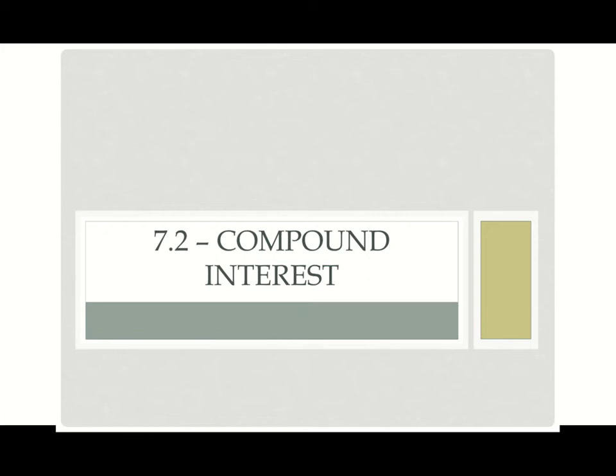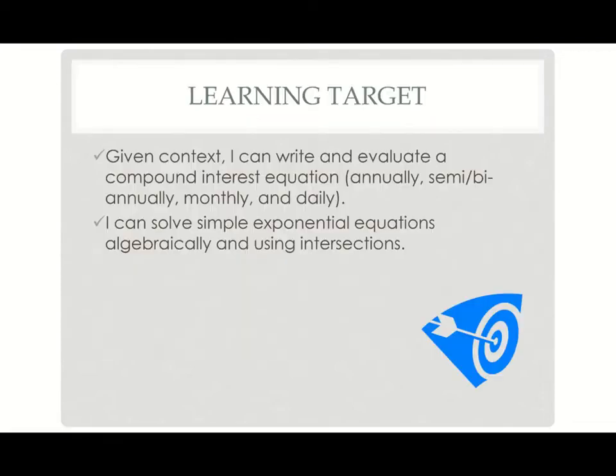This is lesson 7.2. We're still going to be looking at exponential growth and decay. However, we're going to adjust our formula slightly in order to look at compound interest. Today's learning targets are: given context, I can write and evaluate a compound interest equation, and I can solve simple exponential equations algebraically and using intersections.